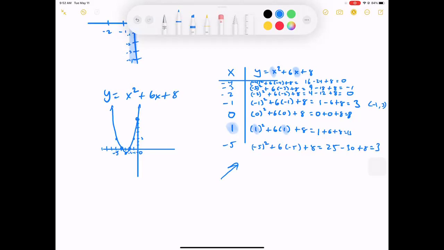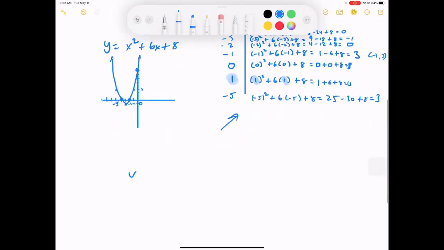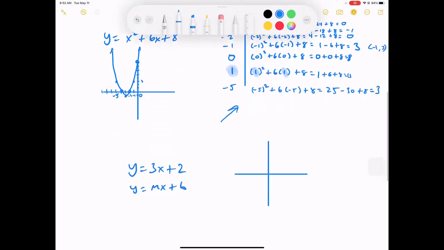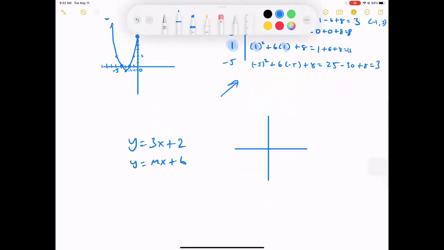Let me give you an example back to when we were looking at graphing lines. I asked you to graph y is equal to 3x plus 2. Okay. We learned that there are characteristics about this equation. y is equal to mx plus b. And if you remember the characteristics, you could graph this in less than 10 seconds.